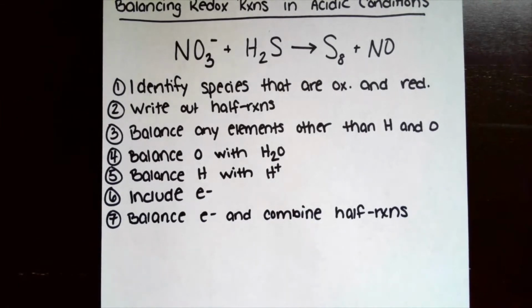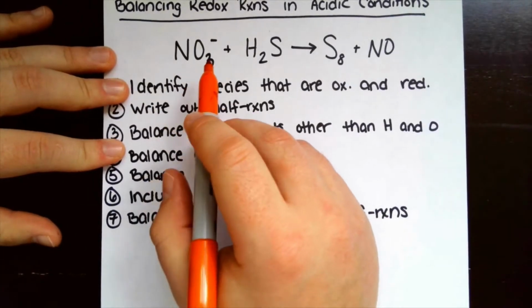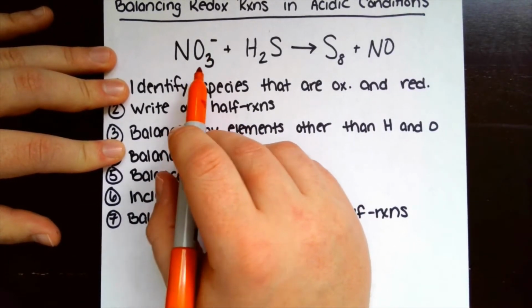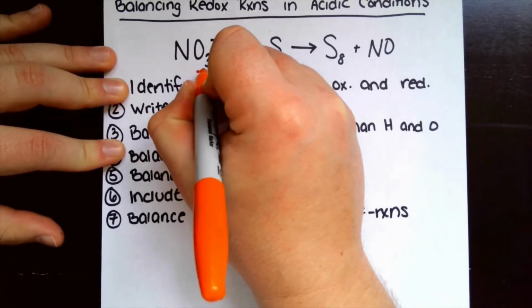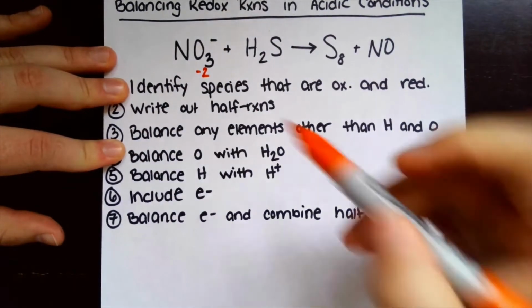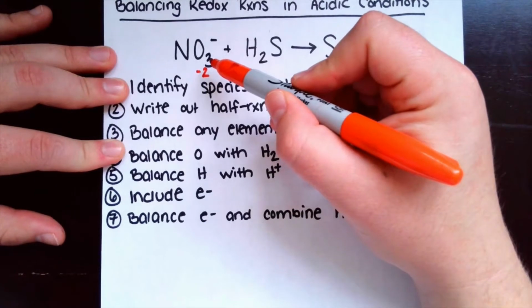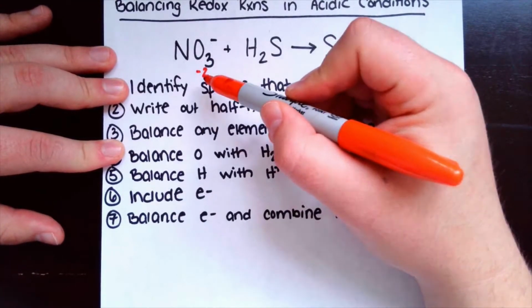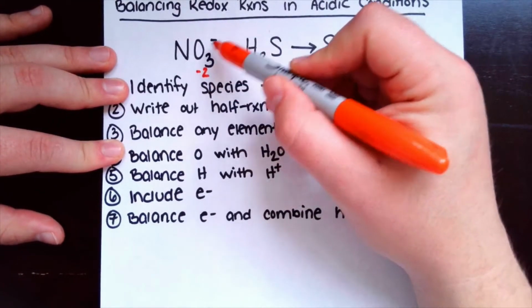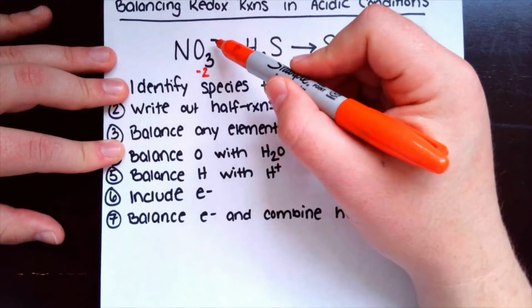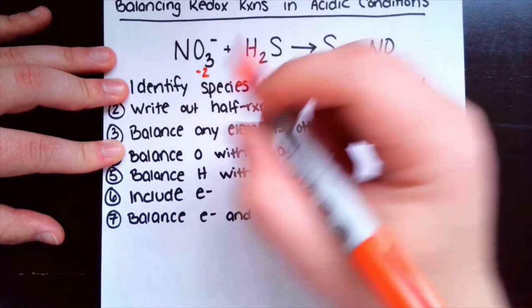So, for the first step, in order to identify what is oxidizing and what's reducing, you need to know the oxidation numbers for every element. So let's go through. Here, this is not one of our exceptions for oxygen. So the oxidation number for oxygen is just going to be -2. There are 3 oxygen atoms, each with a -2 oxidation number. So that's -6 total. When you add in the nitrogen, it has to add up to a -1 charge. So nitrogen has to be +5.